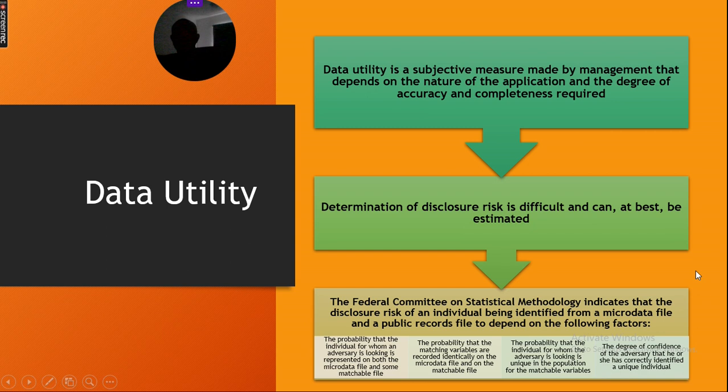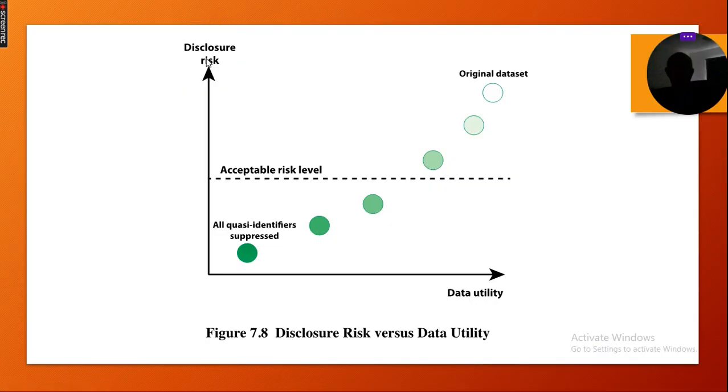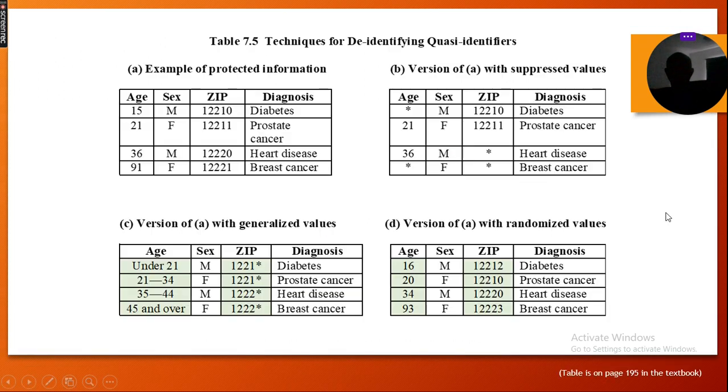Now let's move on quickly. Now we say this is a plot between the disclosure risk and data utility. See, there must be an acceptable risk level. You must take risk, which is a trade-off at the average value. But it will be a trade-off between the risk of disclosure and data utility. Okay, let's move on quickly.